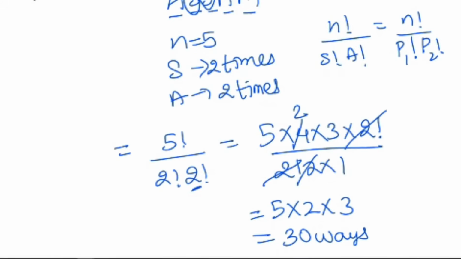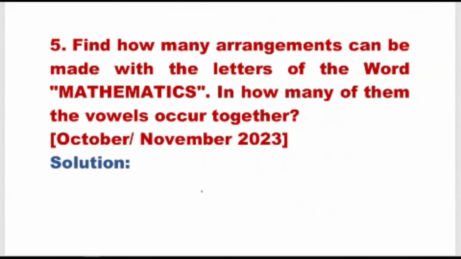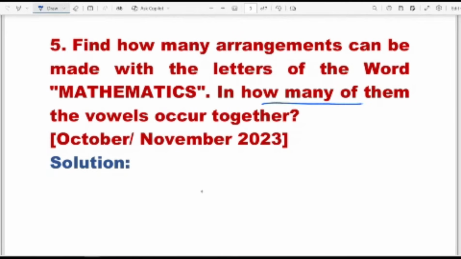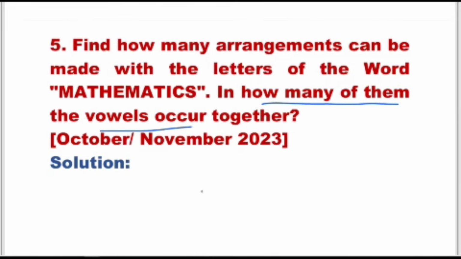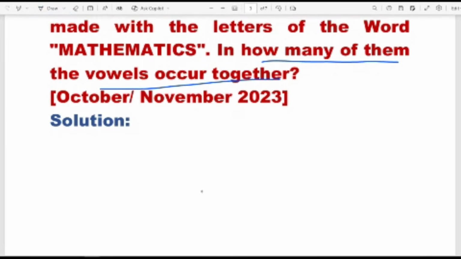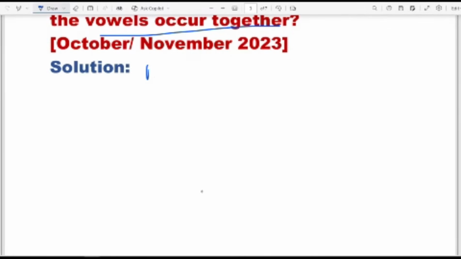That is the answer. So next, moving on with the next question: find how many arrangements can be made with the letters of the word MATHEMATICS. That is the first question. In the second question, it says in how many of them the vowels occur together. So here we have two sub questions. Okay, so we'll solve the first one. We have MATHEMATICS.